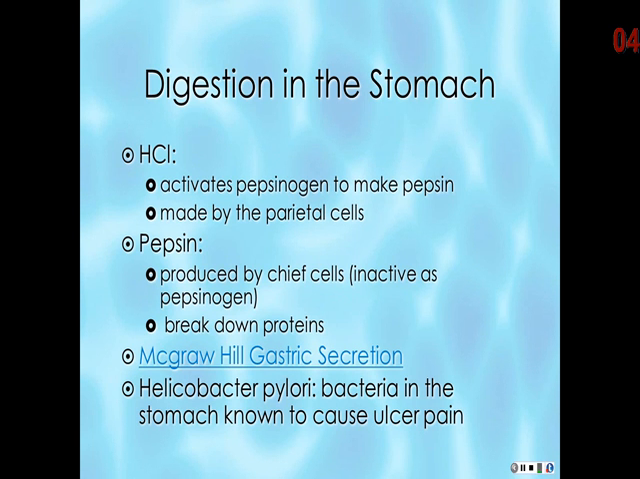Most organisms would not survive the acidic environment in the stomach, but Helicobacter pylori is a bacteria known to cause ulcer pain. This is not the only cause of ulcers, but it is a cause of many of them. This type of ulcer can be treated with antibiotics.